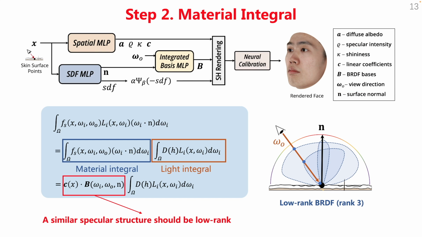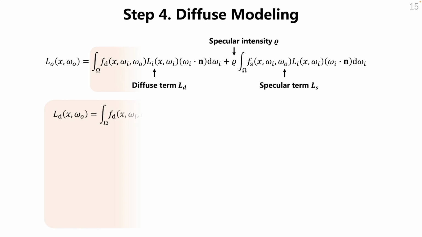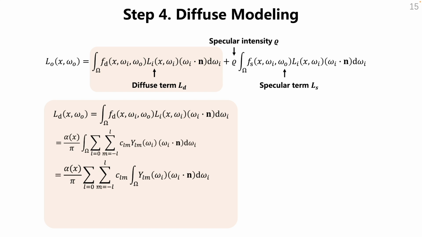In our network, an integrated basis MLP is designed to fit B, and the coefficient vector C(x) is predicted by a spatial MLP with x as input. In the light integral term, D(h) denotes the normal distribution function. We assume that it follows VMF distribution and use spherical harmonics to represent the lighting. According to the properties of spherical harmonics, a closed-form solution for the light term can be derived as the last row shows. For the diffuse term in the rendering function, its BRDF term FD equals alpha(x) divided by pi, as it is independent of direction.